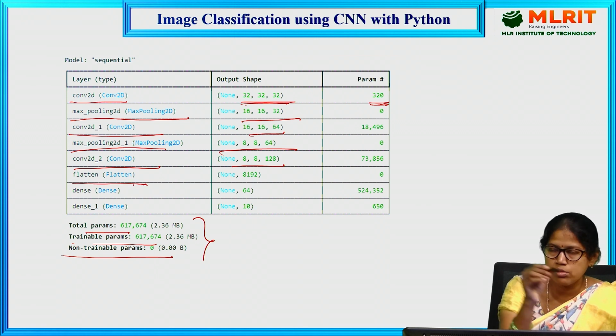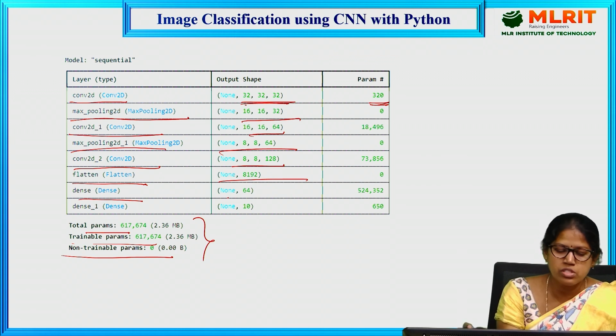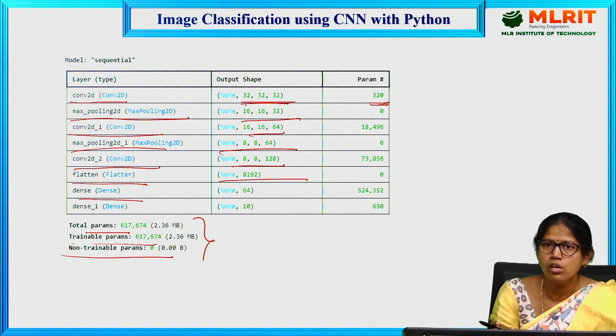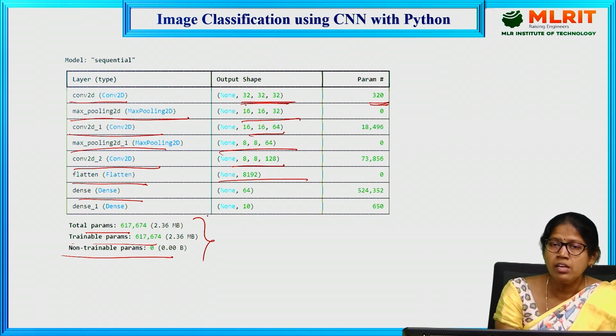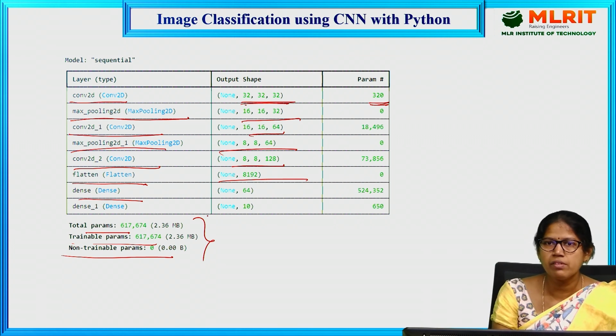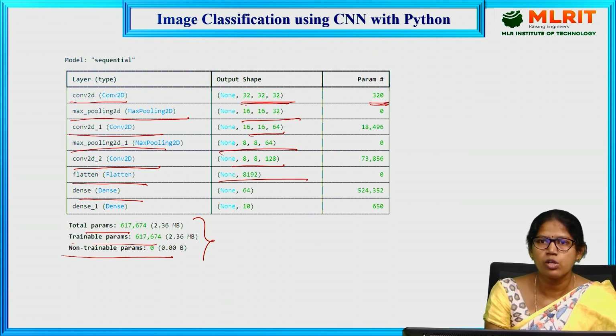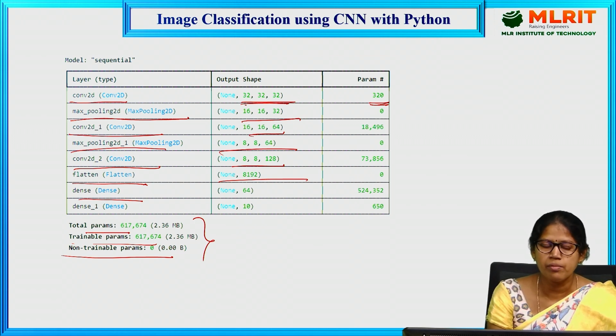Next, flatten to convert into a single vector. After that, a dense layer, where each and every neuron, each and every region, is connected with another region to observe the patterns of that image. Then in the output layer, it will predict whether that image is a dog or a cat. It will give the output in the output layer.